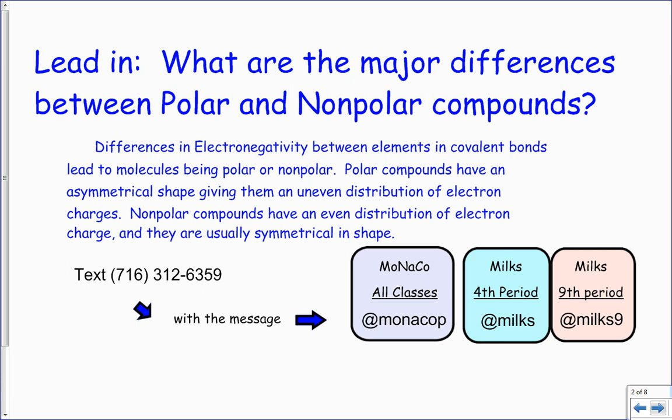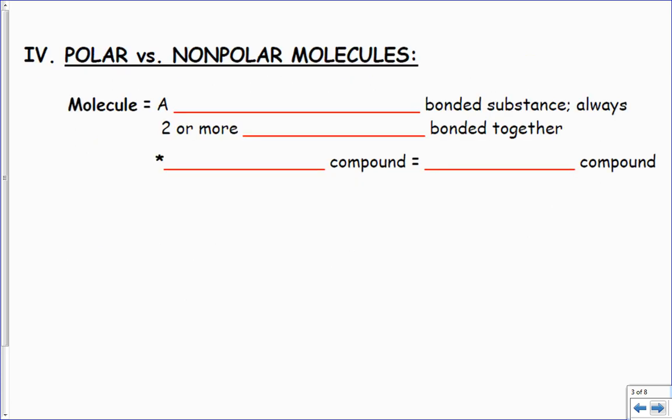We call that asymmetrical. Basically, what this boils down to as far as a compound or a molecule goes is, are the electrons evenly distributed or not? Okay, so polar versus nonpolar notes. A molecule that is covalently bonded always has two or more nonmetals bonded together. We call it molecular or covalent. So just a little bit of a recap of covalent notes.